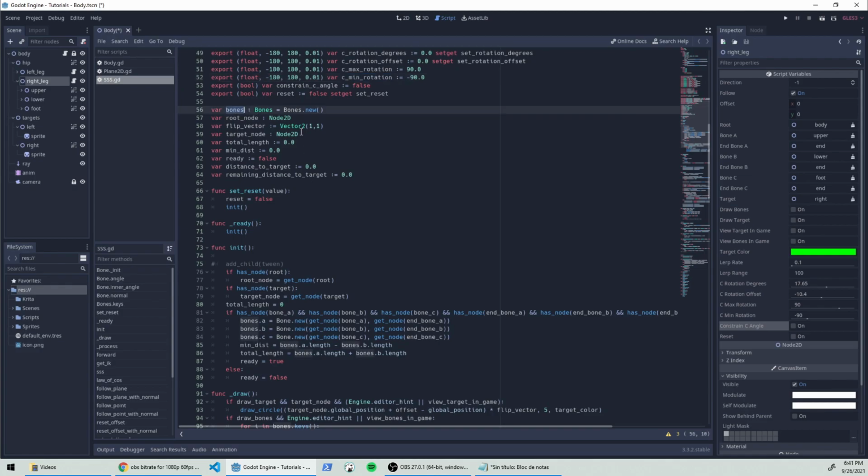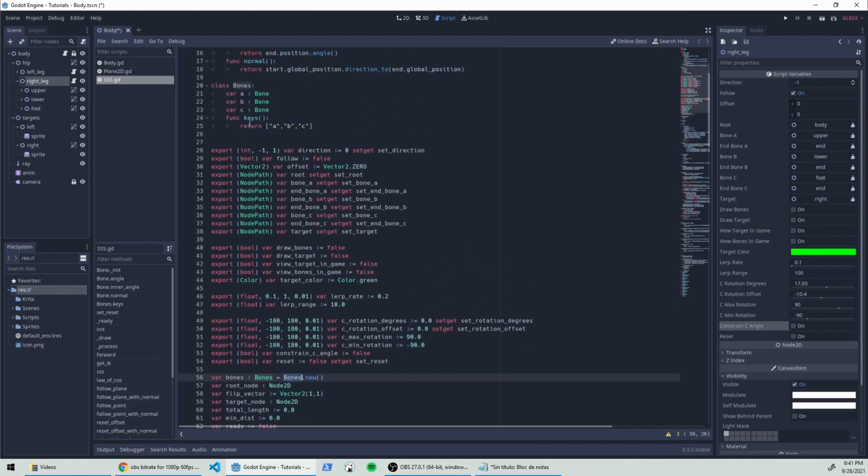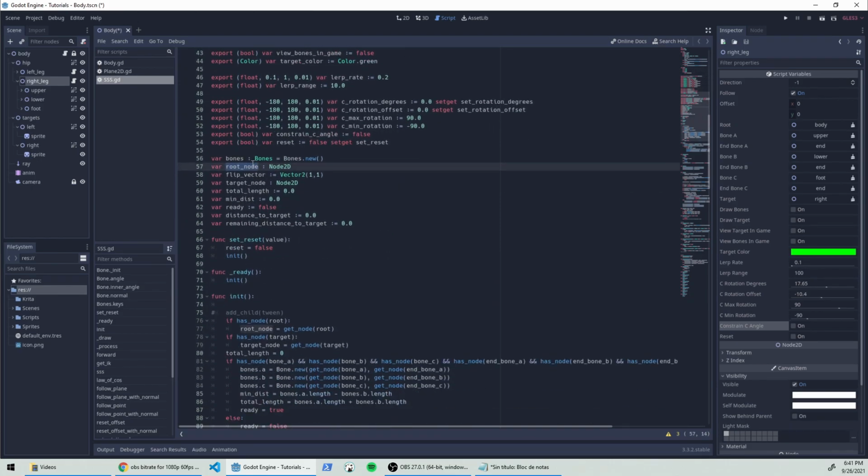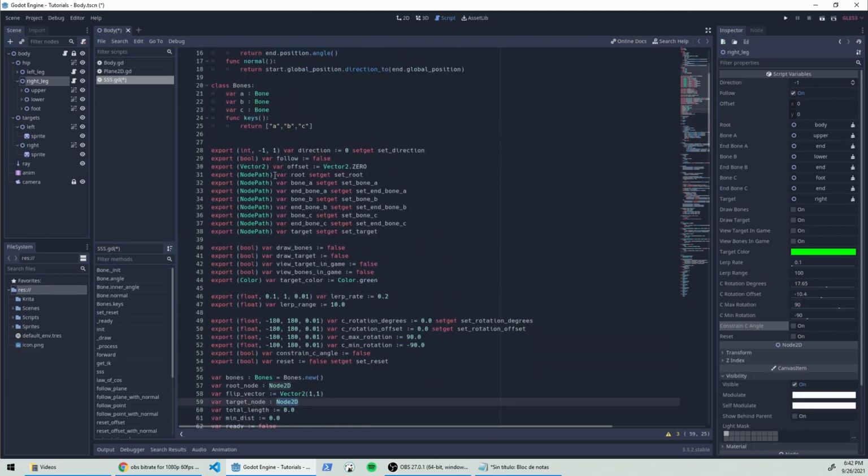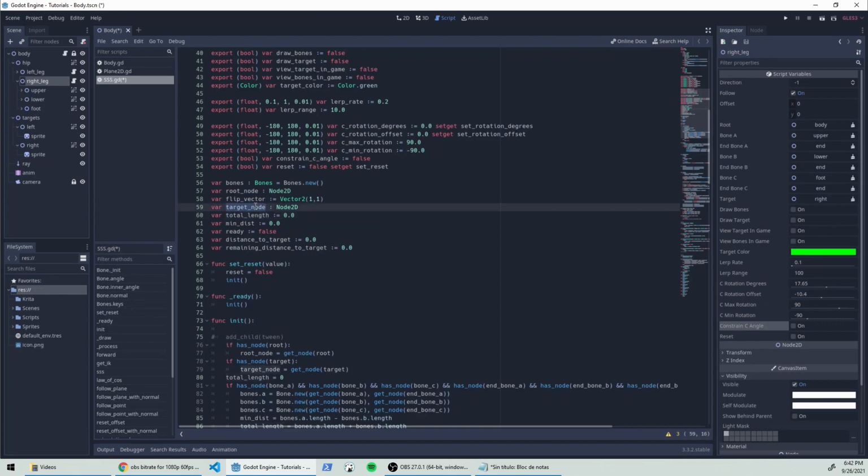Then we have just the initialization of the bones, like the pseudo array of bones, and the variable to hold the root node. Then we have the flip vector, which is where I store the transform x of the root. So when I'm flipping horizontally, this changes to -1 on the x, and the y just stays at 1. And then we use this to multiply the positions and other stuff, just to make sure that it works correctly. The target node, we're just using this to store the actual reference to the node, because with the node paths you just get the path, and here we store the actual node.